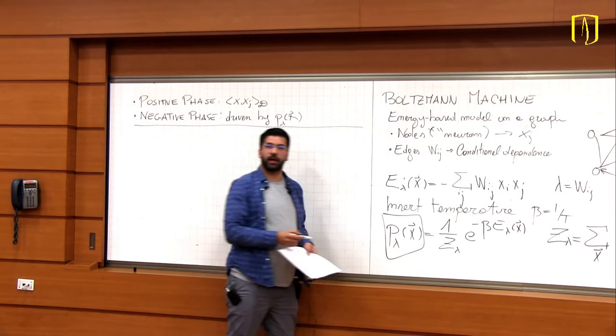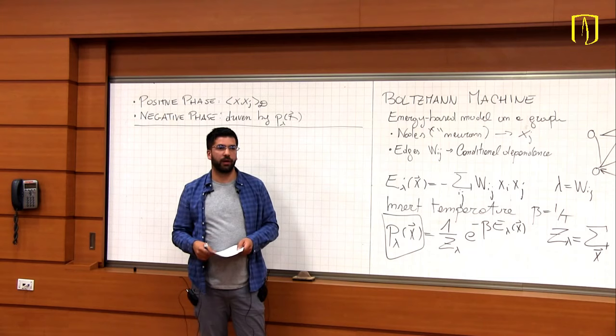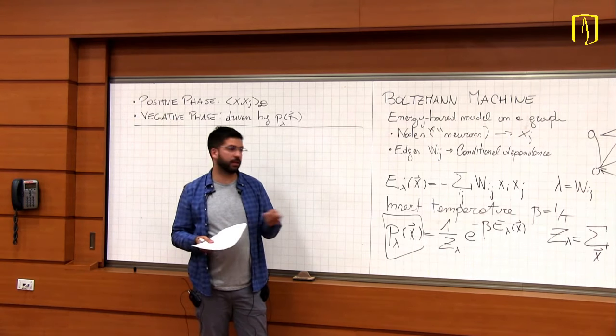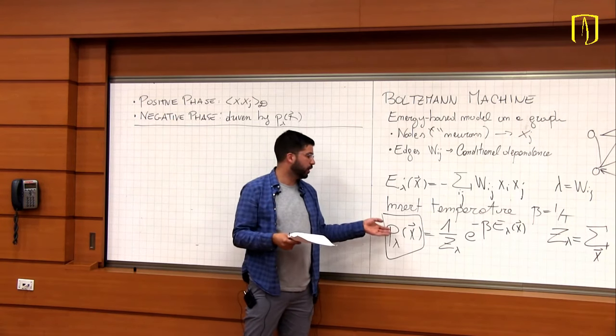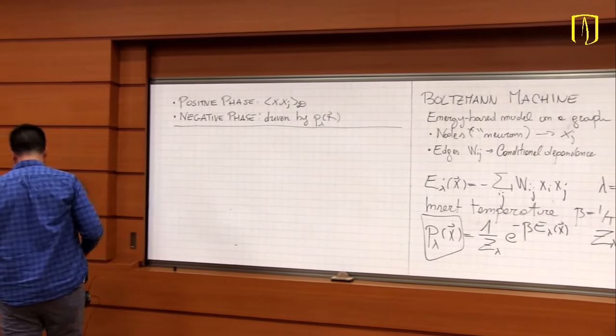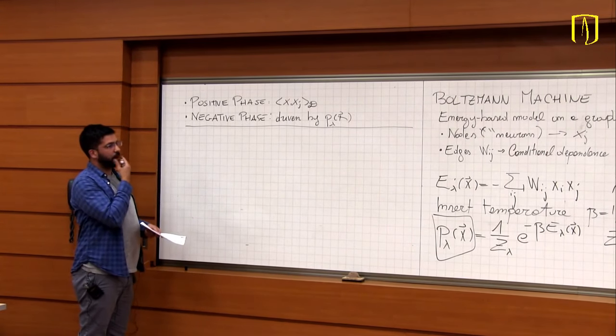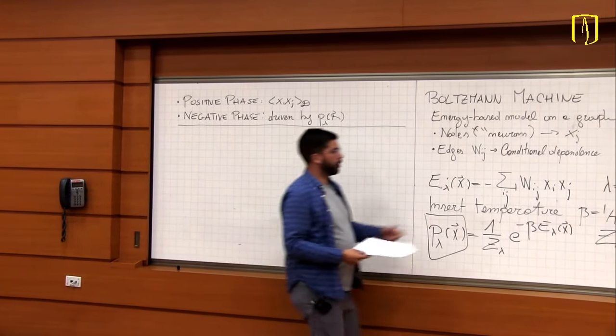So can this p of lambda actually capture a wide range of unknown distributions? Is the representational power, as we call it, large or not? And it turns out it's not. It's actually very little. One of the problems of this model is that it can only capture pairwise correlation.